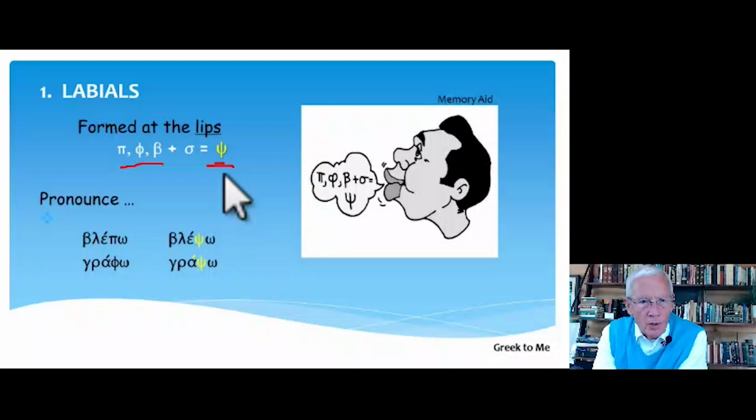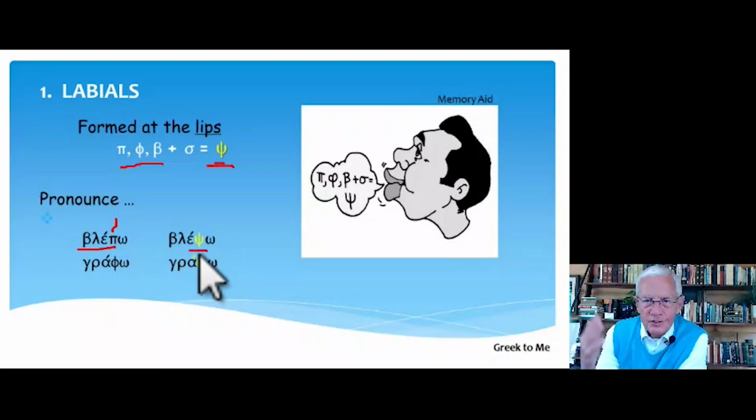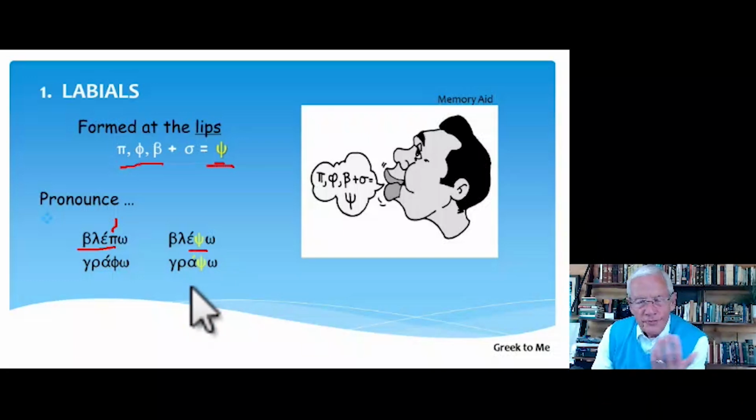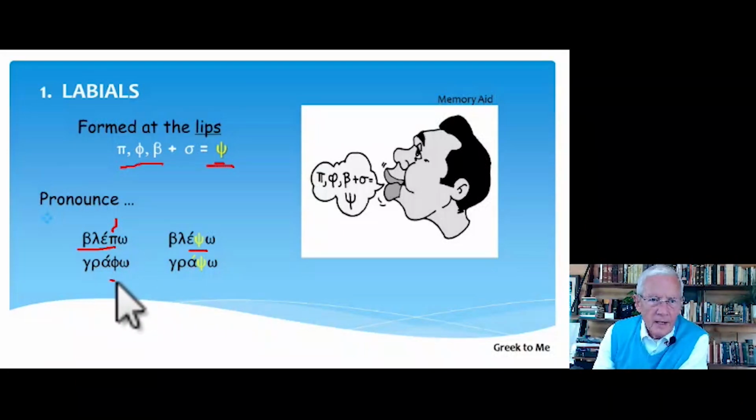So, for example, below you see blepo, don't you? This is a labial. The stem ends in the pi. So here's the future, blepso. The sigma suffix is still there, but it's hidden. And that's parsed future active indicative first person singular. I shall see. Grapho ends in a labial. You add the sigma suffix to it, and you have grapso, I shall write.